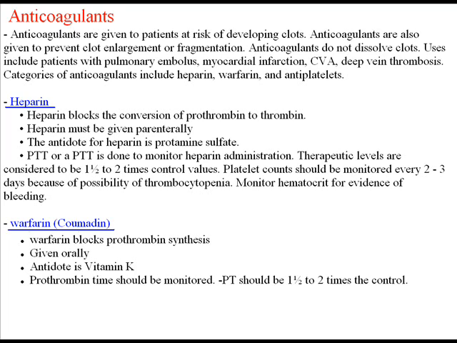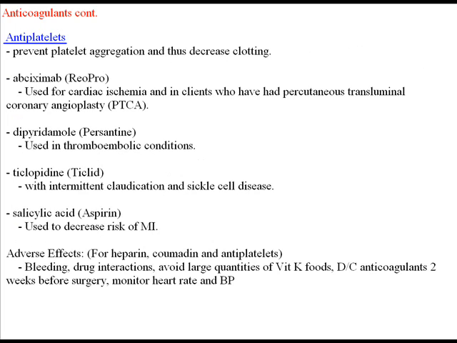Warfarin, also known as Coumadin, blocks prothrombin synthesis. Warfarin is given orally, and its antidote is vitamin K, very important. Prothrombin time should be monitored. When warfarin is being administered, the PT should be 1.5 to 2 times the control. Results may also be reported in the INR, which is the International Normalized Ratio value. The INR results are independent of the regions or methods used.